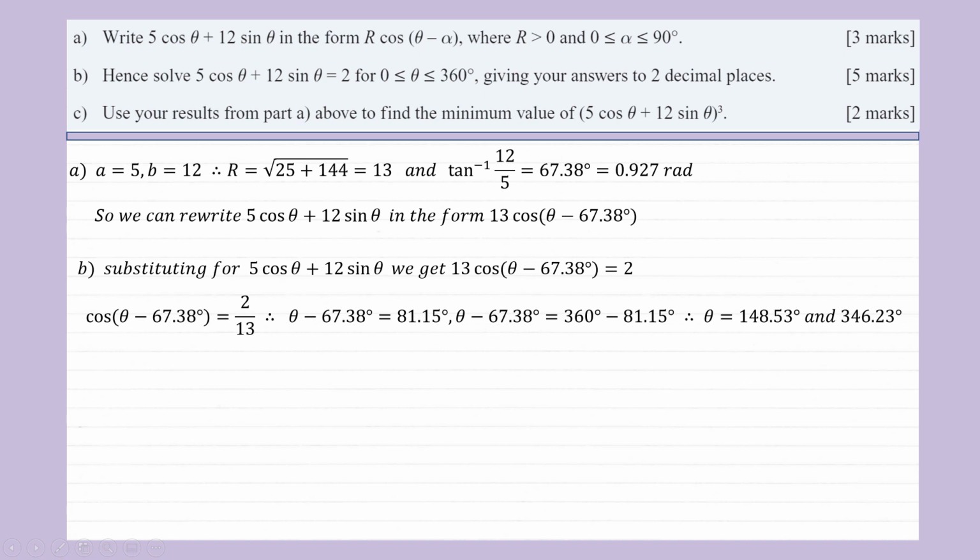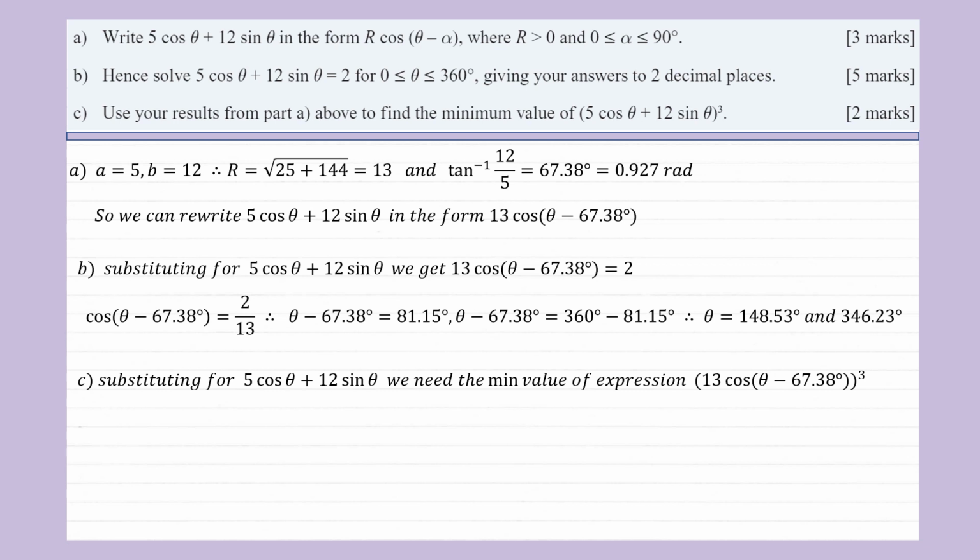Okay, so when we substitute those in, now there could be other values as well, but we're told that the range of theta has to be between 0 and 360, so we don't need any more solutions. And when you take the 67.38 across the equal sign, you end up with the solutions of 148.53 degrees and 346.23 degrees. Okay, so straightforward.